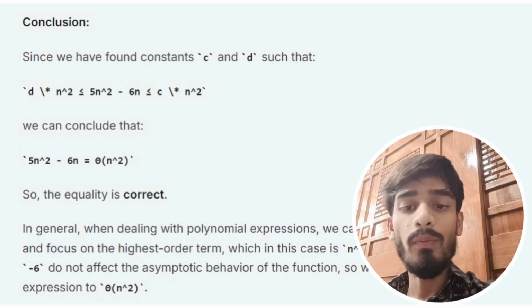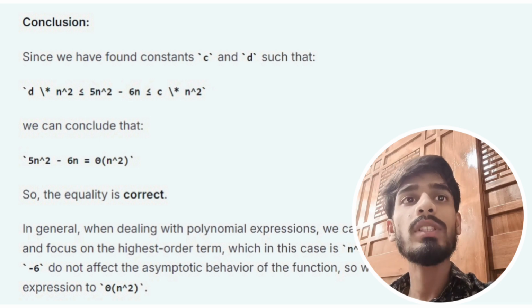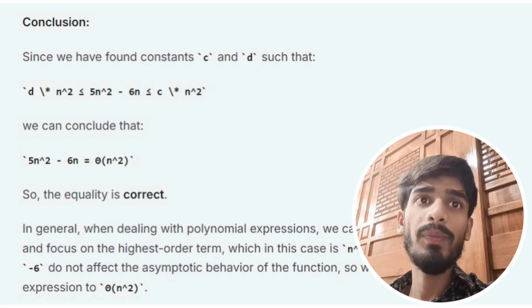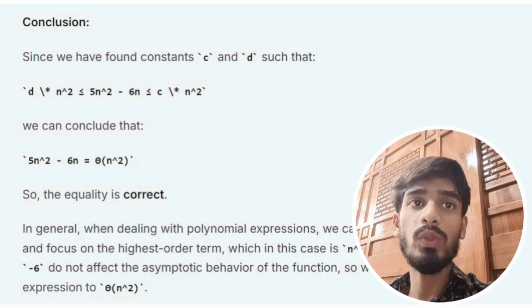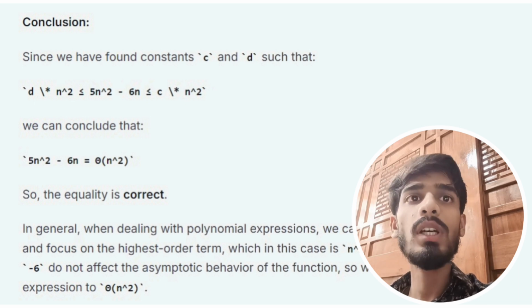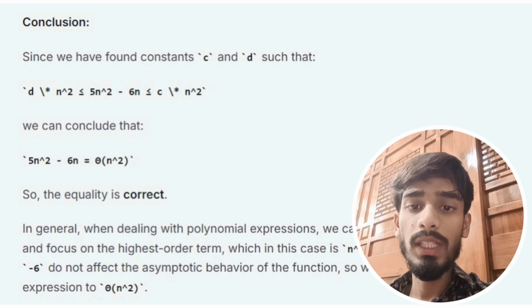In general, when dealing with polynomial expressions, we ignore lower order terms and focus on higher order terms, which in this case is n square. The constants 5 and minus 6 do not affect the asymptotic behavior of the function. So we can simplify the expression to theta of n square.